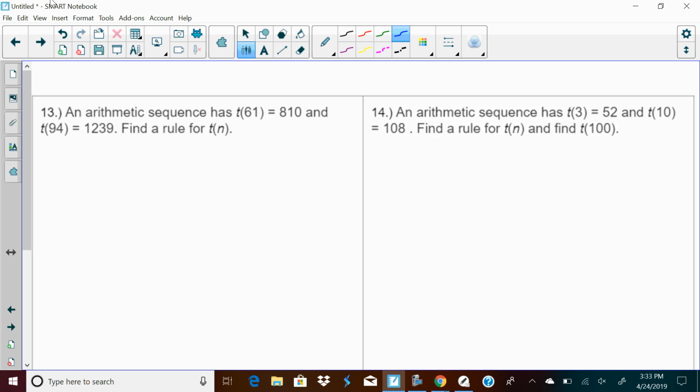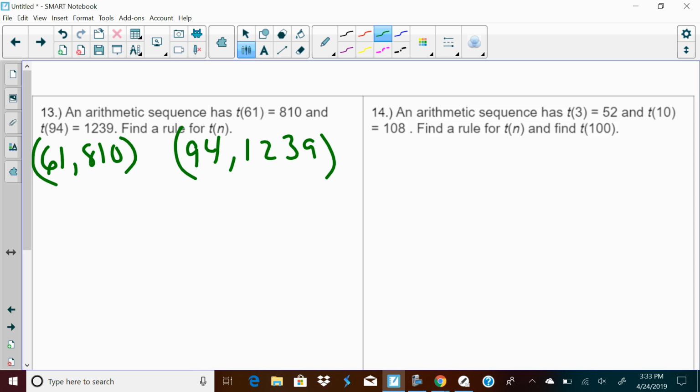Okay, so for the next few problems, we're writing arithmetic sequences given two of the terms. So in problem number 13, we know that t of 61 equals 8. You can write it as an ordered pair. And then t of 94 equals 1,239. So you just treat it like an ordered pair. So first you find the slope, so you find the difference of those two, which is 429. And then you find the difference of 94 and 61, which is 33. And when you divide them, you get 13.